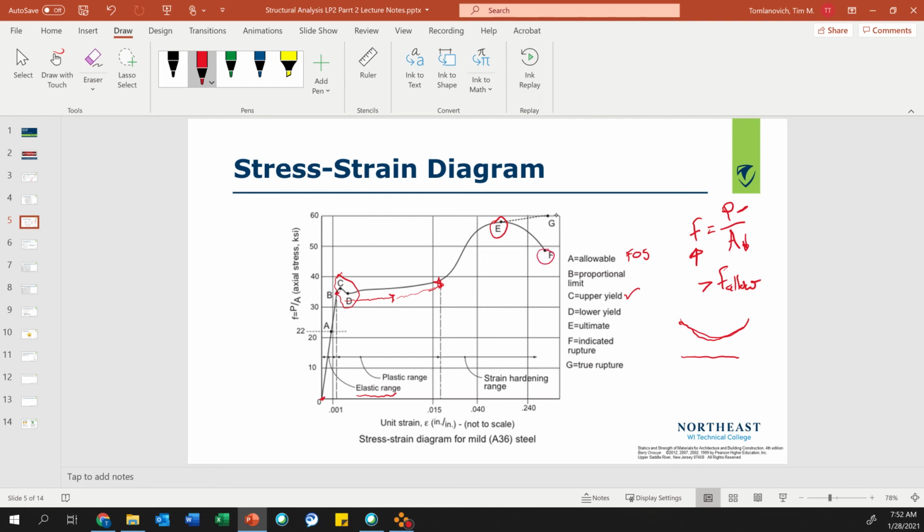True rupture is different, because remember, when we stretch things, the area gets smaller. So that's based on this formula right here. Okay, so that's a little background on the engineering of steel.